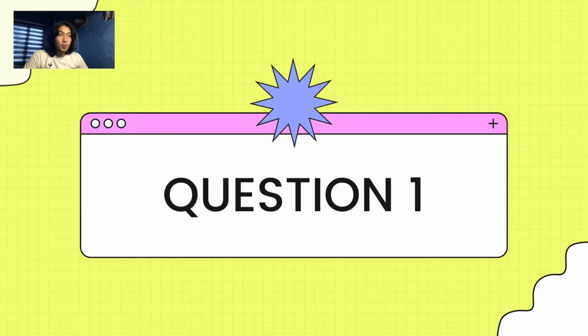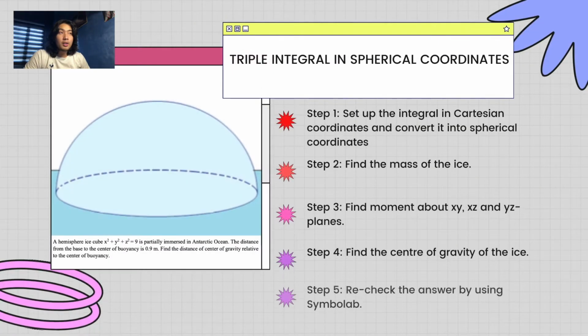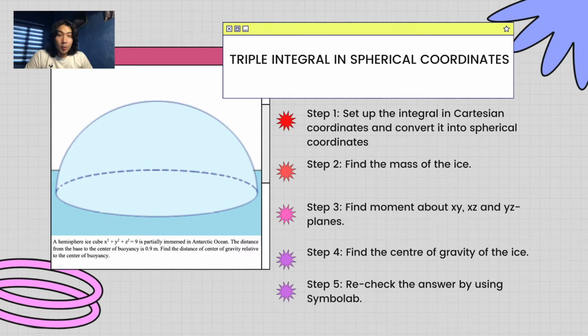Let's move to the first question. Triple integral in spherical coordinates. The question is: the hemisphere x squared plus y squared plus z squared equals 9 is partially immersed in the Arctic Ocean. The distance from the base to the center of buoyancy is 0.9 meter. Find the distance of the center of gravity relative to the center of buoyancy.